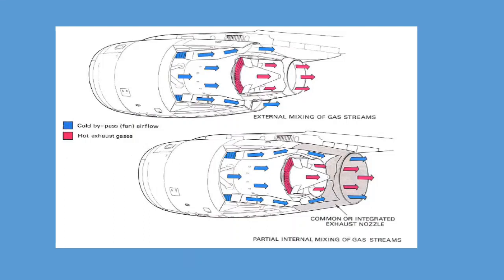However, on some high bypass engines, a common or integrated nozzle begins mixing the gas before exit from the nozzle. As you can see in the first picture, you can see the external mixing of the gas streams. This is a high bypass turbofan engine, and in the second picture you can see the partial internal mixing of the gas streams. This is also a high bypass turbofan engine.